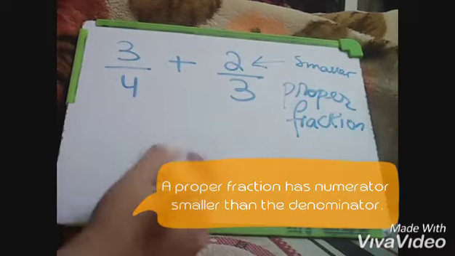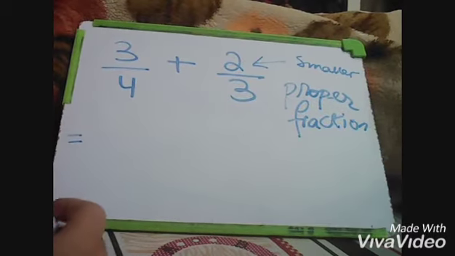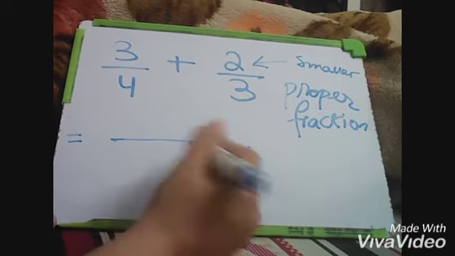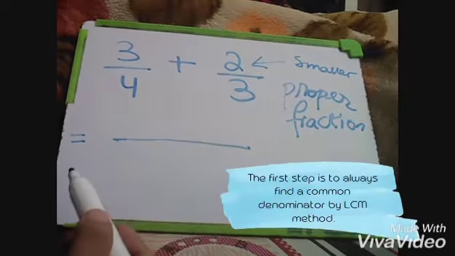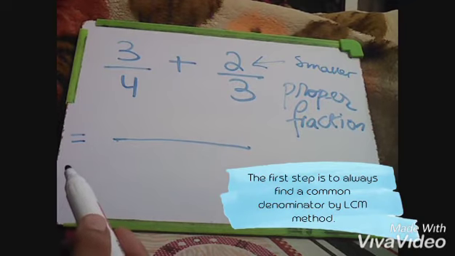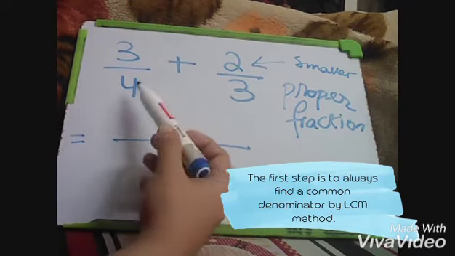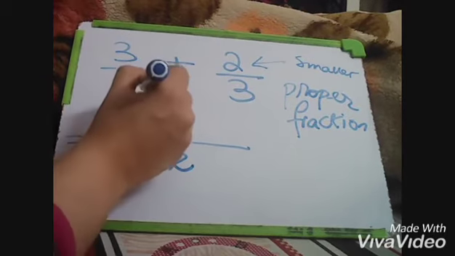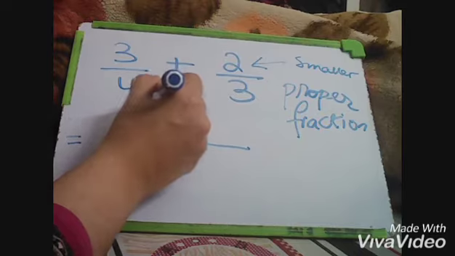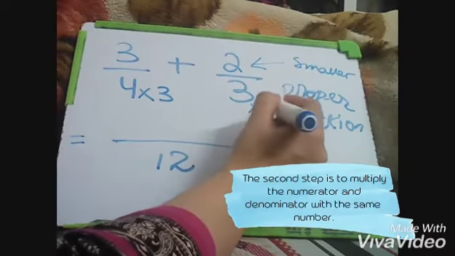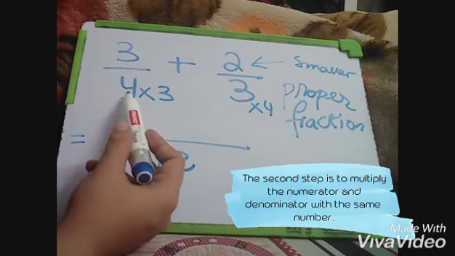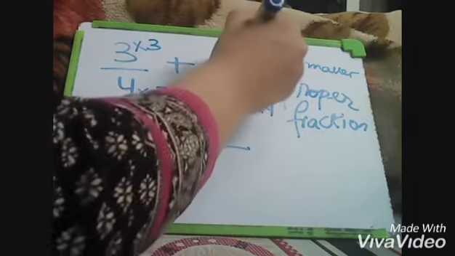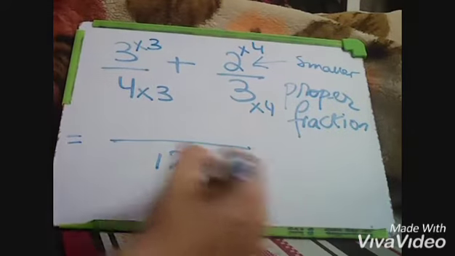Now let me solve these two proper fractions. How are we going to solve them? First, we're going to find a common denominator. So how are we going to find a common denominator? We're going to find the LCM, the least common multiple. 4 and 3 both have the least common multiple as 12. So this is going to be multiplied by 3 and this is going to be multiplied by 4. But when you multiply the denominator, you need to multiply the numerator as well. So this again is going to be multiplied by 3 and this again by 4.